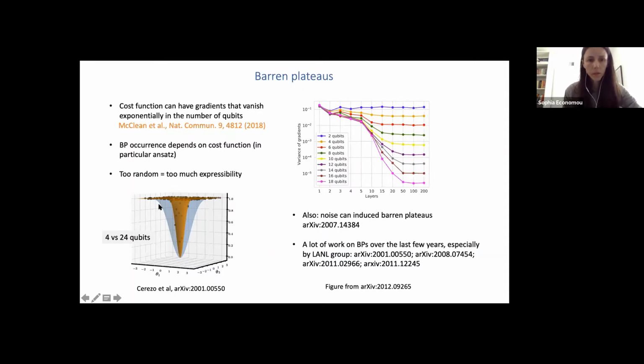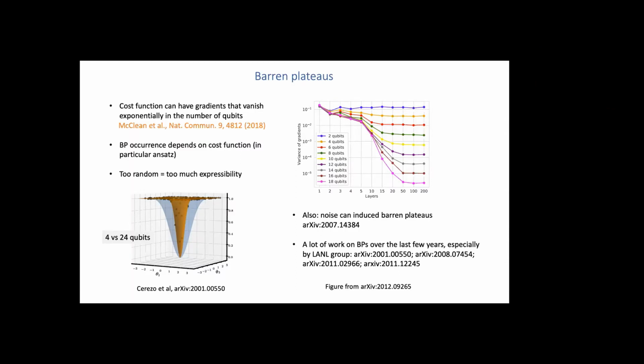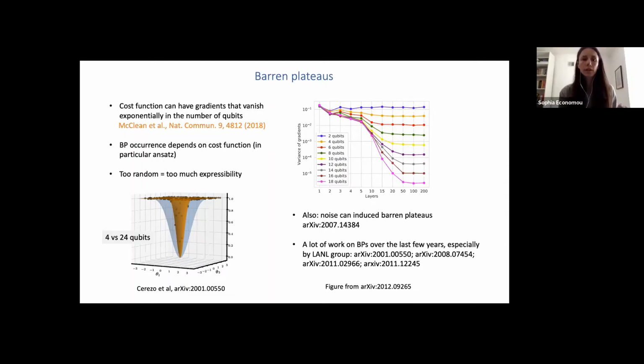And in the same vein here, if you compare how the landscape looks when you change two different parameters in a circuit, you see that the 24 qubit case becomes much, much flatter compared to the 4 qubit case. And the intuition is that barren plateaus come from too much randomness, and too much randomness means too much expressibility.